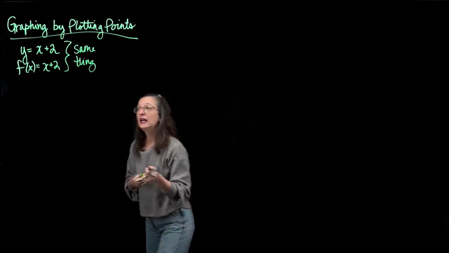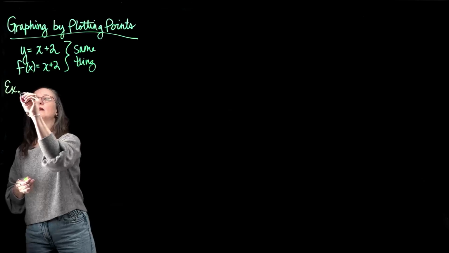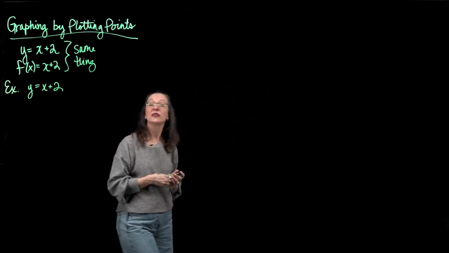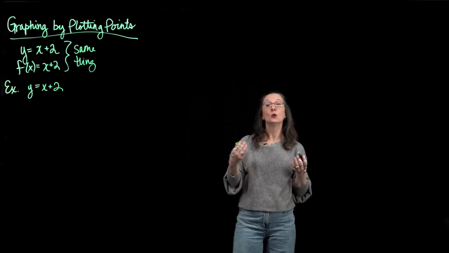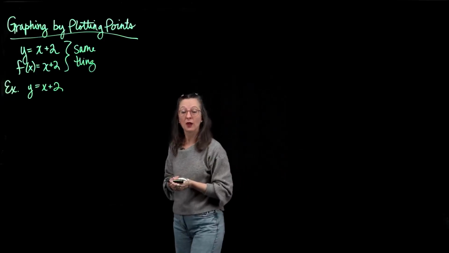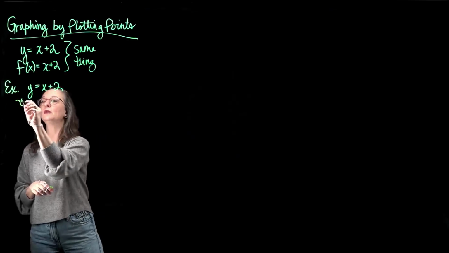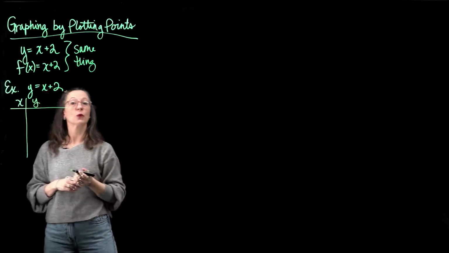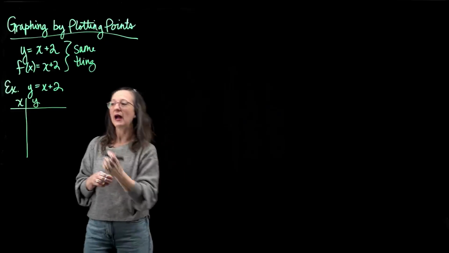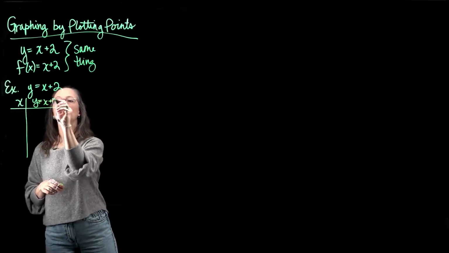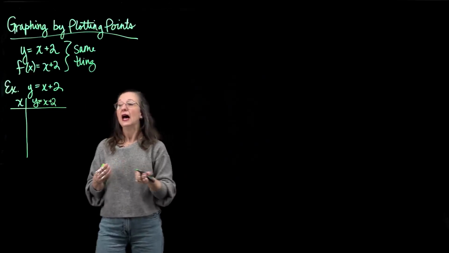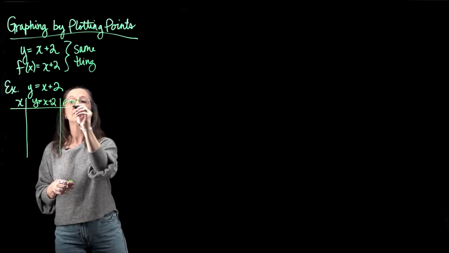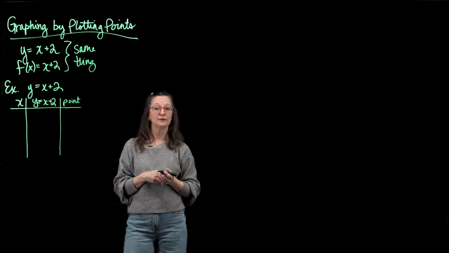So for example, if my rule was, as we said, y equals x plus 2, we could start with a table. And this table would give us the points we wanted to plot. So I'm going to create a table, and I'm going to do a column for x. I'm going to do a column for y, and when I write y, I'm going to go ahead and write that rule, x plus 2, and then the third column of my table is going to be the point on my graph that I want to plot.